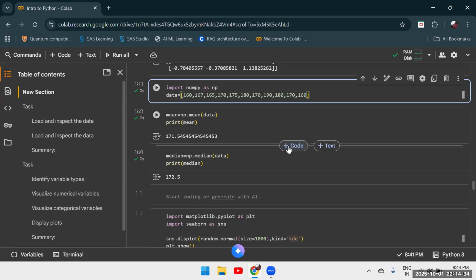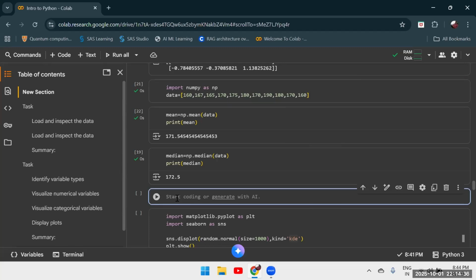Just keep this in mind because this is a very, very important concept. Most interviews also ask this: when do you use mean, mode, and median? Whenever you are going to replace your data, what do you use and why do you use it? So that is a very key important question.